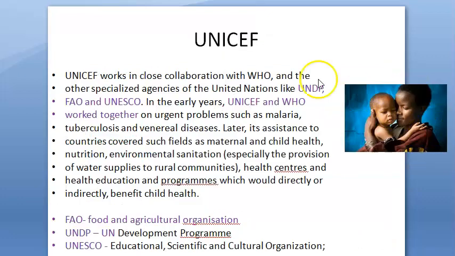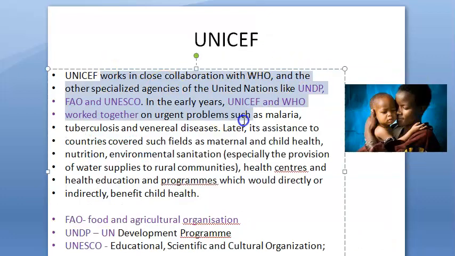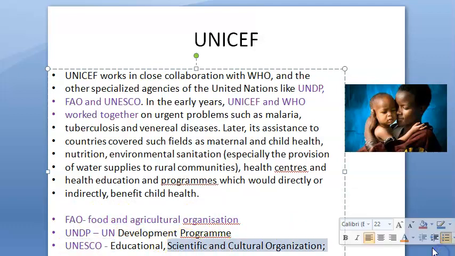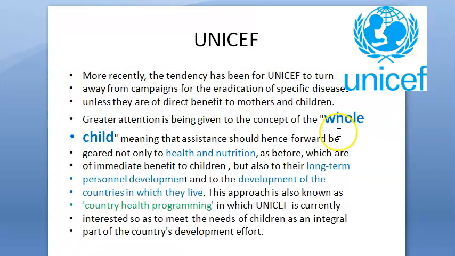Okay. So it works in close collaboration with other specialized agencies of the United Nations. So UNICEF is a specialized agency of the United Nations. Which are the other specialized agencies? UNDP, United Nations Development Program, FAO, Food and Agriculture Organization, UNESCO, the United Nations Educational, Scientific and Cultural Organization. So all these people work together. You have to write all this in the exam to get marks.